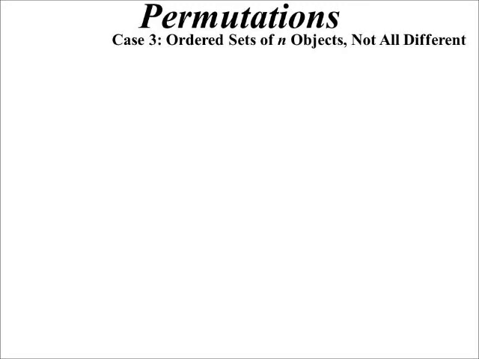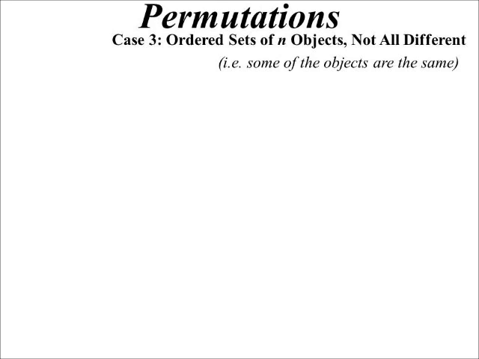Our next case for permutation. So yesterday, when we looked at permutations, all of the objects we assumed were different. But what happens if some of them are the same? How does that change what we're doing? I guess the easiest way to illustrate why this works is to go via an example.